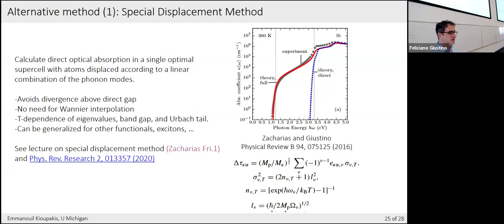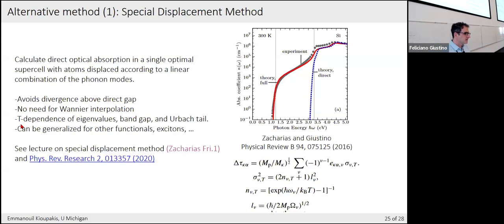So then what you need to do is just first order perturbation theory, like direct optical absorption between the valence and conduction band. There's some beauties with this method. First of all, it avoids the divergence that we see above the direct bandgap in second order perturbation theory. You won't need to obtain Wannier functions, right? This would be a direct calculation for a big supercell.